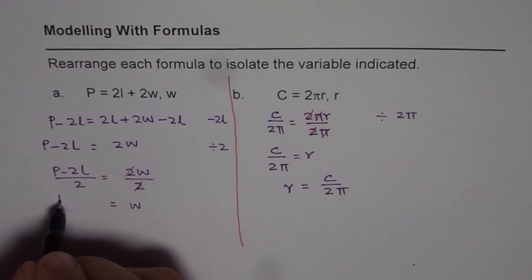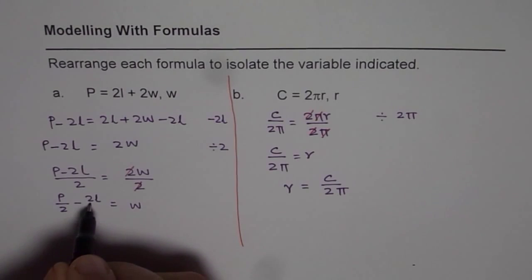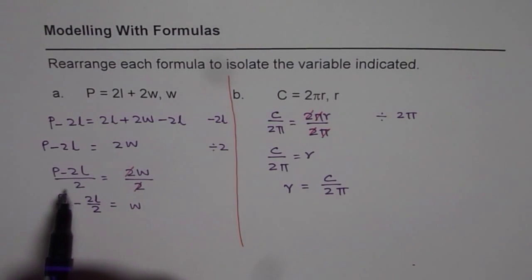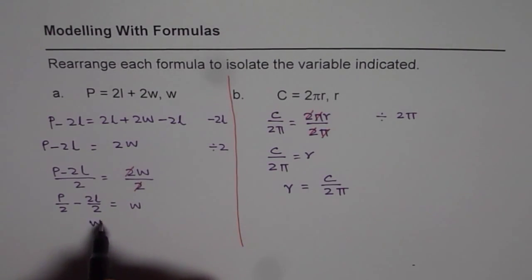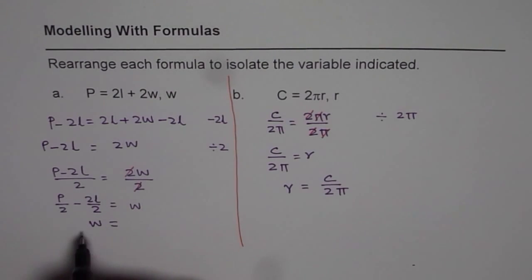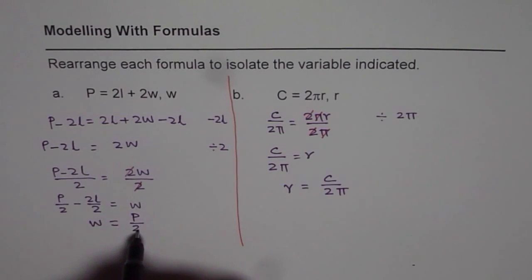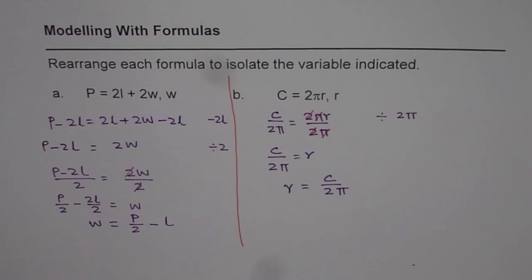So we could also write this as P divided by 2 minus 2L divided by 2, correct? When we write P minus 2L divided by 2, both are divided by 2, right? Now let's rearrange this. So we get width W equals, writing this on the left side and all these terms on the right side, P over 2 minus L. Since 2 divided by 2 is 1, correct?